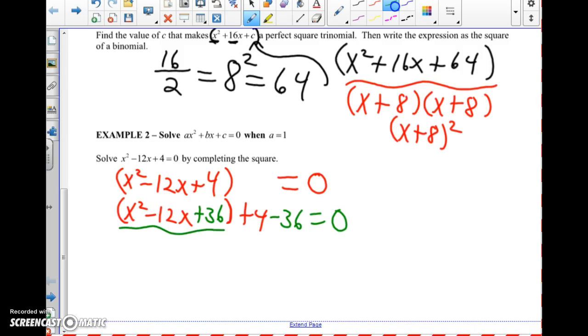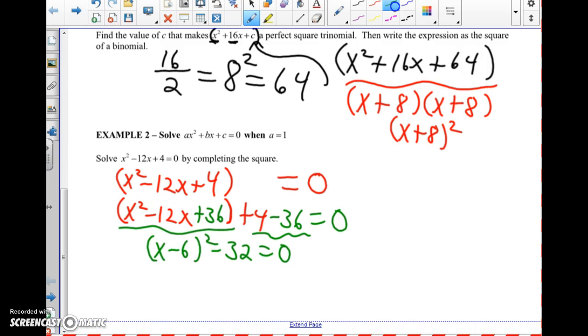Factor the hood. Negative 6, x minus 6, x minus 6 squared. X minus 6 squared. Good. Okay. Add the outsiders. What do you get? Negative 32. Negative 32 equals 0. Make sense so far?